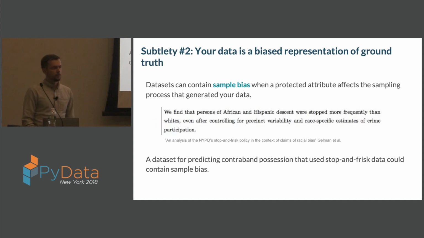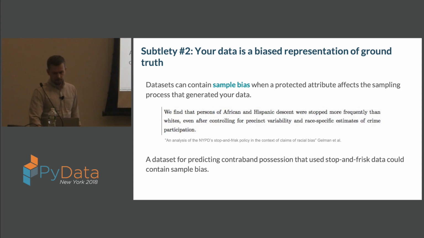Another way your data can be biased is if the sampling process that generated your data is different between groups. The idea here is, you have some process out in the world which is generating the data that you're using to train your model. And if that process operates differently for different groups of people, then that's going to bias the data that you're using to train your model as well.